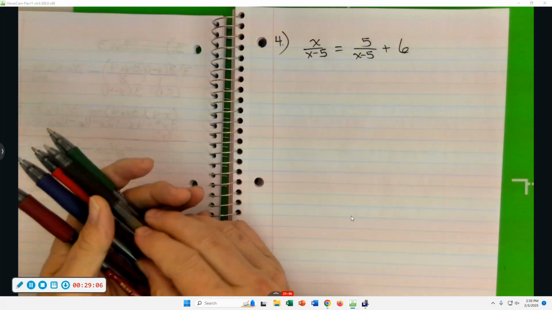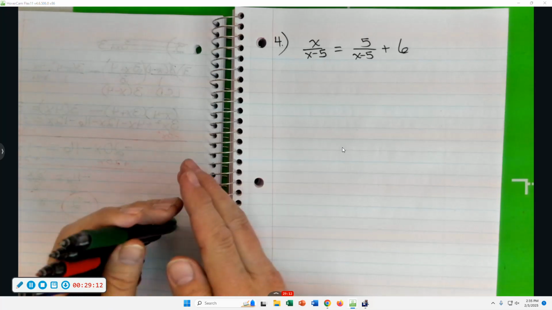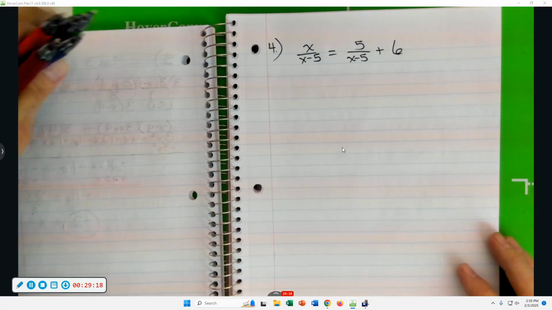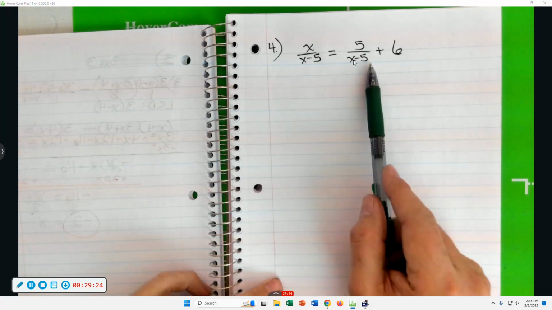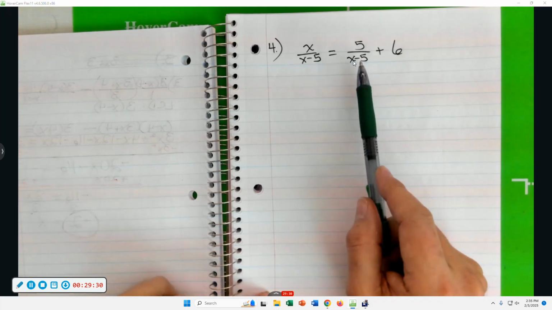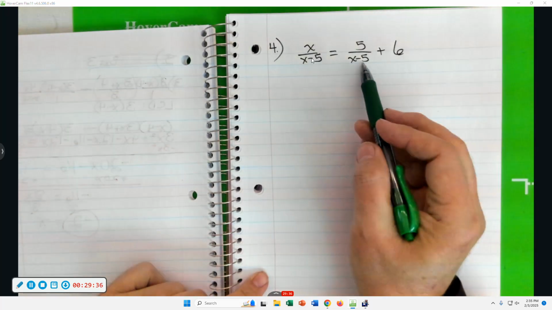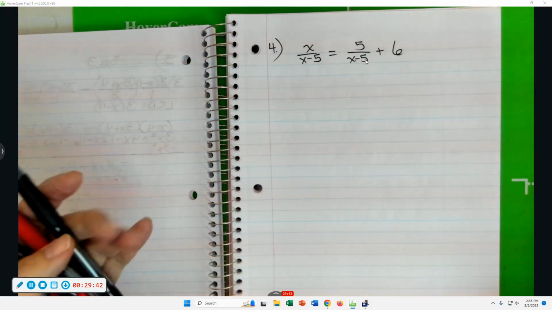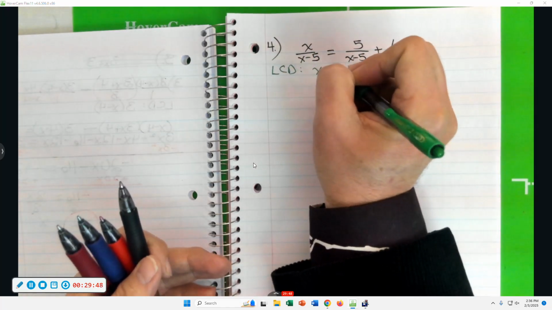If we have distinct denominators that can't be factored, then the least common denominator is the product of those denominators. That's what we saw in number 3. Here on number 4, we have 2 fractions, but are they distinct denominators? Are they different? Can they be factored? x minus 5. So what would be the least common denominator? Just x minus 5. If you have the same repeated denominator, your least common denominator is just that denominator that appears. The LCD is just x minus 5.